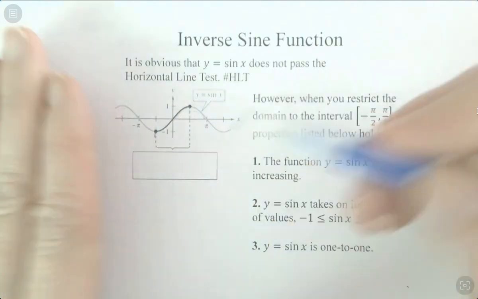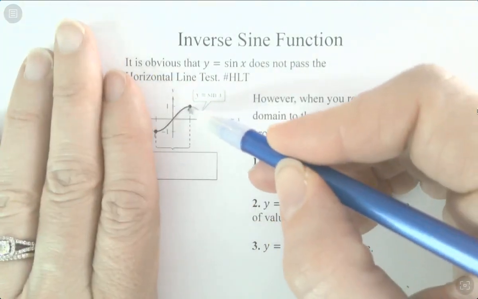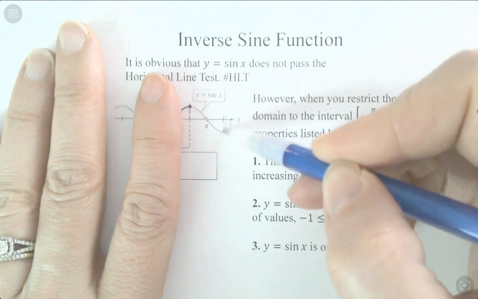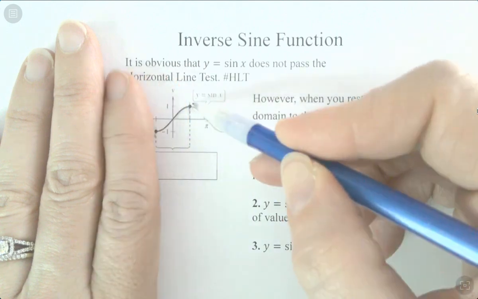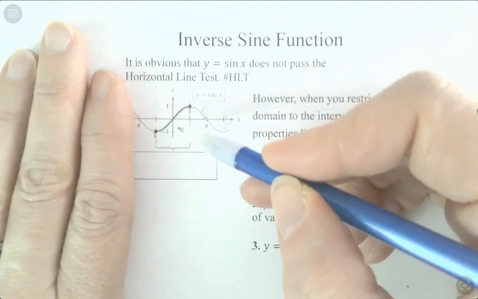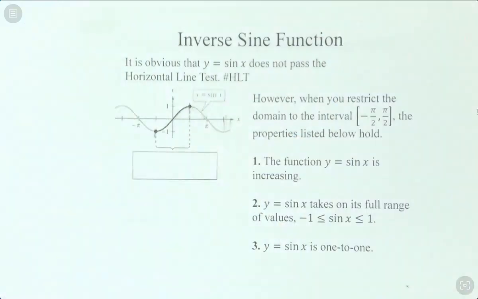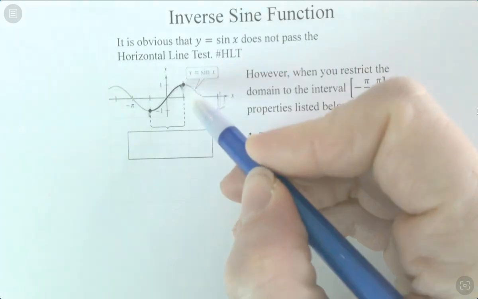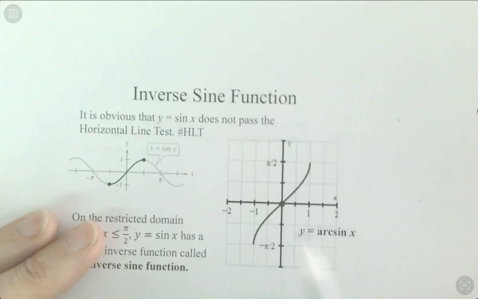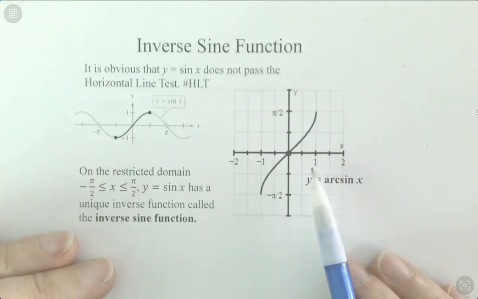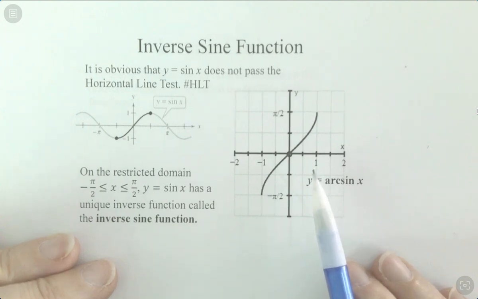You could, if you wanted, I suppose, restrict it from pi over 2 to 3 pi over 2. You would get all of your values there, but we tend to want to center around the origin as much as we can. Okay, so when we take that little sliver and reflect it in the line y equals x, we get this. It's not very exciting. I don't really like to look at it much. It reminds me of a worm.